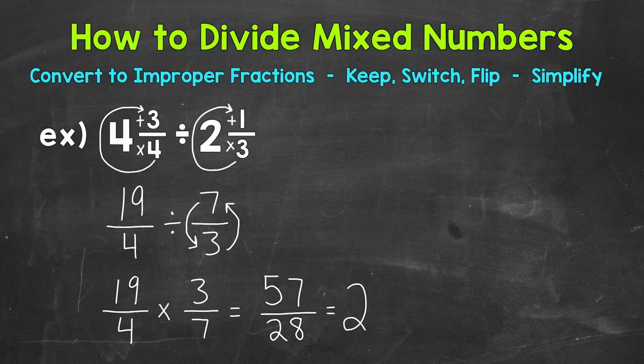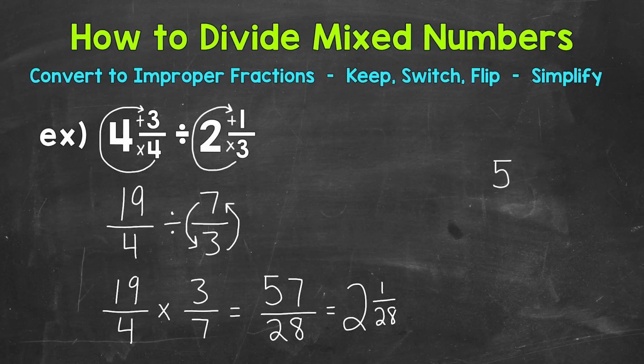Now we do not hit 57 exactly. We have something left over, a remainder. So the difference between 57 and 56 is 1. So we have a remainder of 1. And we keep our denominator of 28 the same. Let me write that out as well.